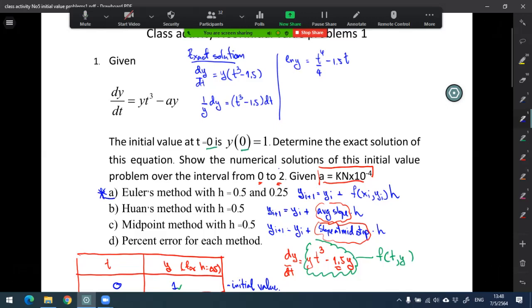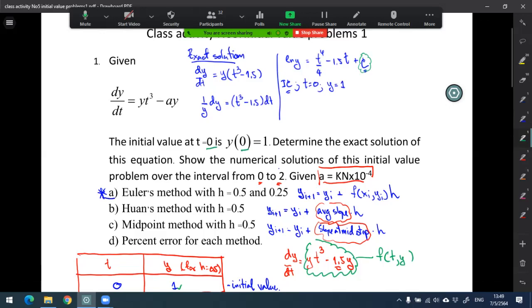Plus c. We have a constant also. So according to this, we have the initial condition. For the initial condition that we have, when time equals 0, y equals 1. So when we substitute the initial condition into this equation, we have the unknown that we have to solve, c.